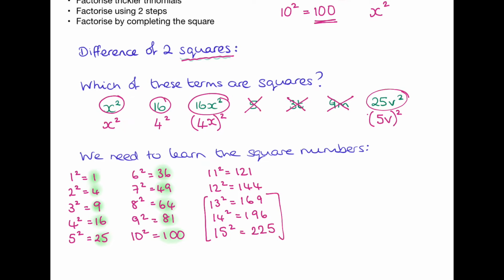Okay, so remember, it's the right-hand sides that you need to learn. So it's these numbers, but you need to know what squared gives you those, and you need to be able to spot them. So that's one job: learn your square numbers.